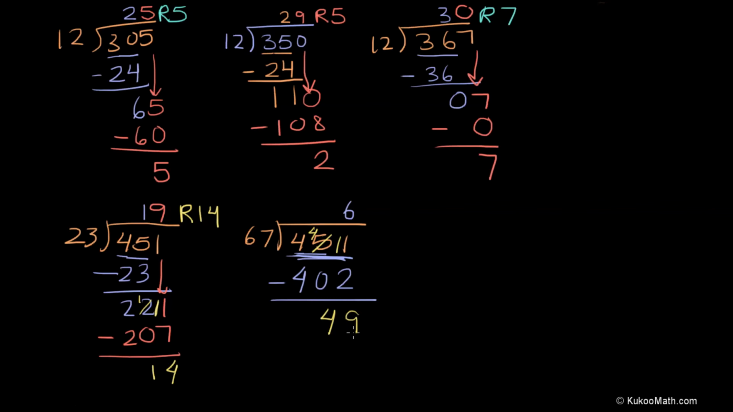This seems right, because if what we got was more than 67, that means that this number is too small. We'd have to bump it up 1. But this number is less than 67, and we don't have any more digits to bring down. So this is okay as a remainder. Therefore, our answer is 6, remainder 49, which is a pretty weird answer, but that's the answer to this question.